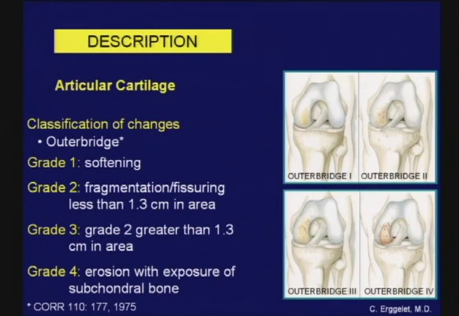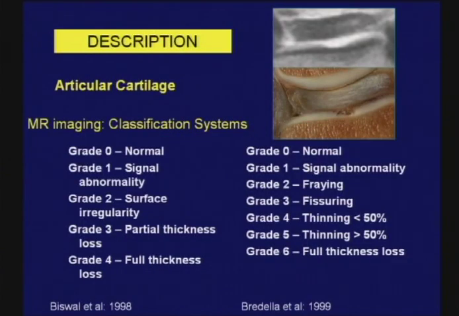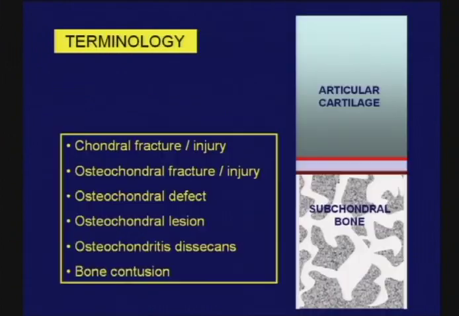For the description of injuries of articular cartilage, there are several systems. One of the arthroscopic classification systems was developed by Outerbridge. I'm not going to go into any detail about this. A second was developed by the International Cartilage Repair Society. Perhaps Christine will be talking about their classification system. And there are even MR imaging classification systems in the literature. Two popular ones were described by Biswell and one by Berdella a few years ago.